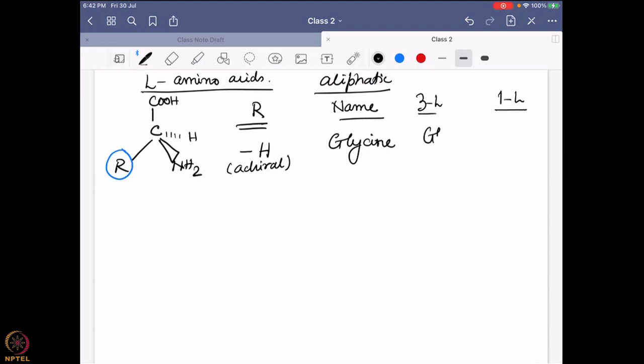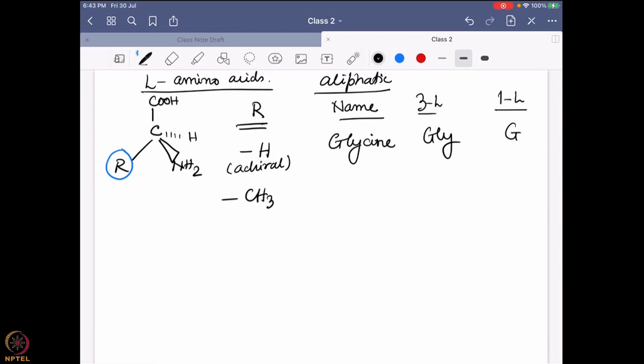Three-letter code Gly, one-letter code G. So if I want to give you an example, this will be a protein group, and over there, this is a GGG chain. That means you have to understand I am saying there will be glycine, glycine, glycine connected to it.